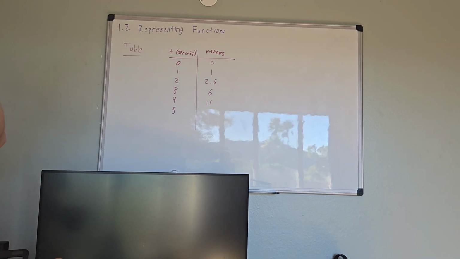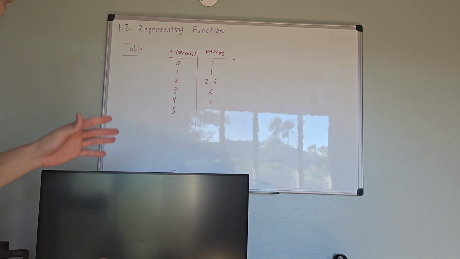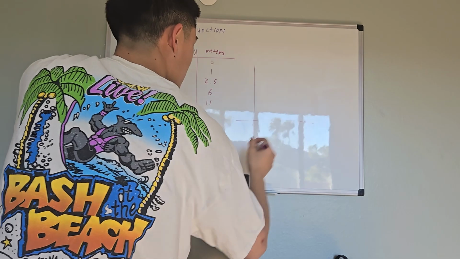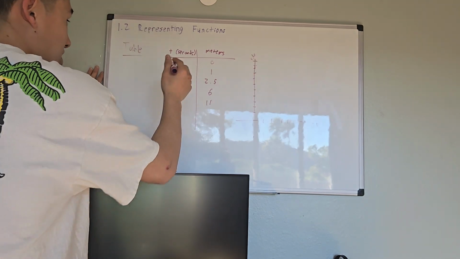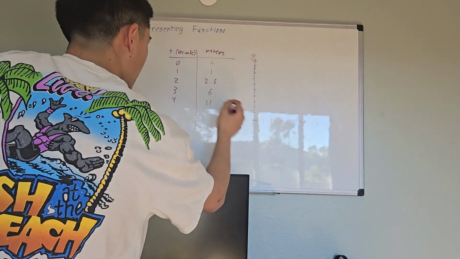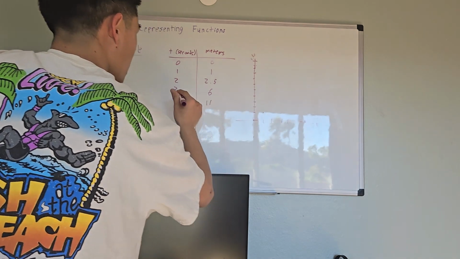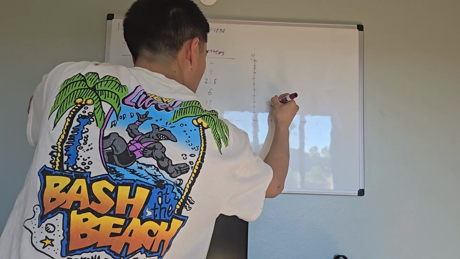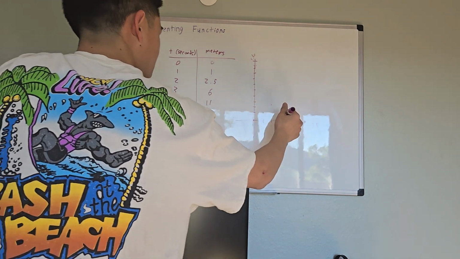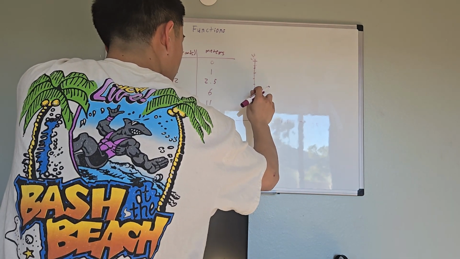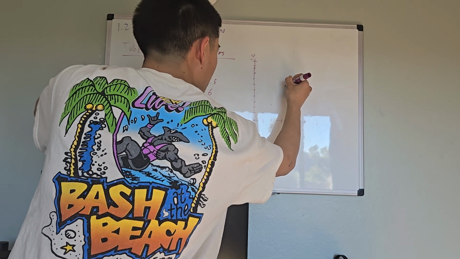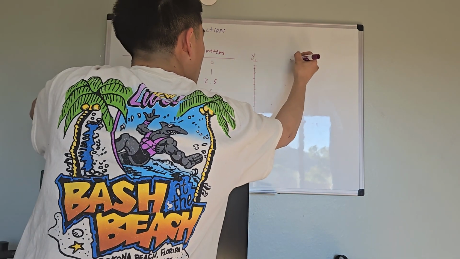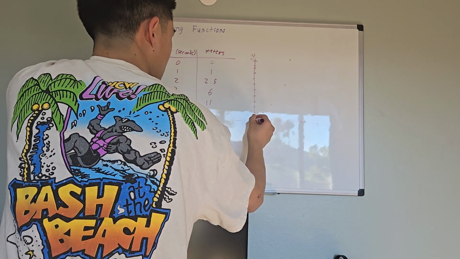This right here, you can see how you can use a table to represent a function, okay? Because if you were to plot these values on a graph, you see, okay, 0, 0, 1, 1, when it's at 2, it's at 2.5. When it's at 3, it's at 6. 1, 2, 3, 4, 5, 6. When it's at 4, it's at 11. Okay, so our graph looks something like this.